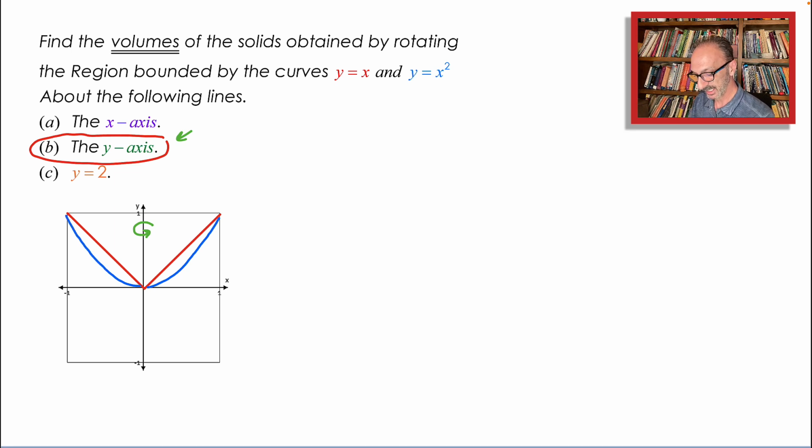Now we're going to slice it against the y-axis. So this is a typical slice, and if you grab this on the side, we have the following.